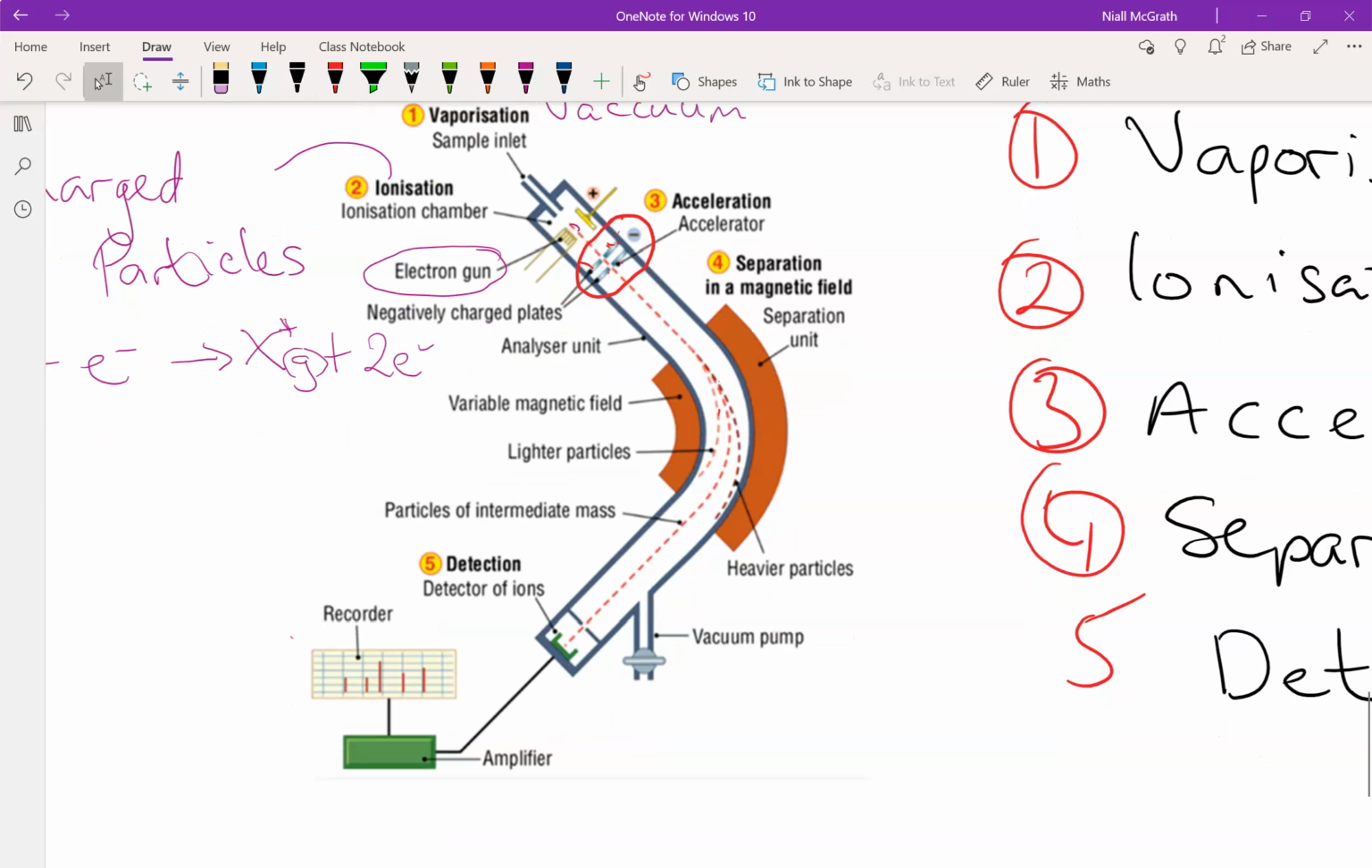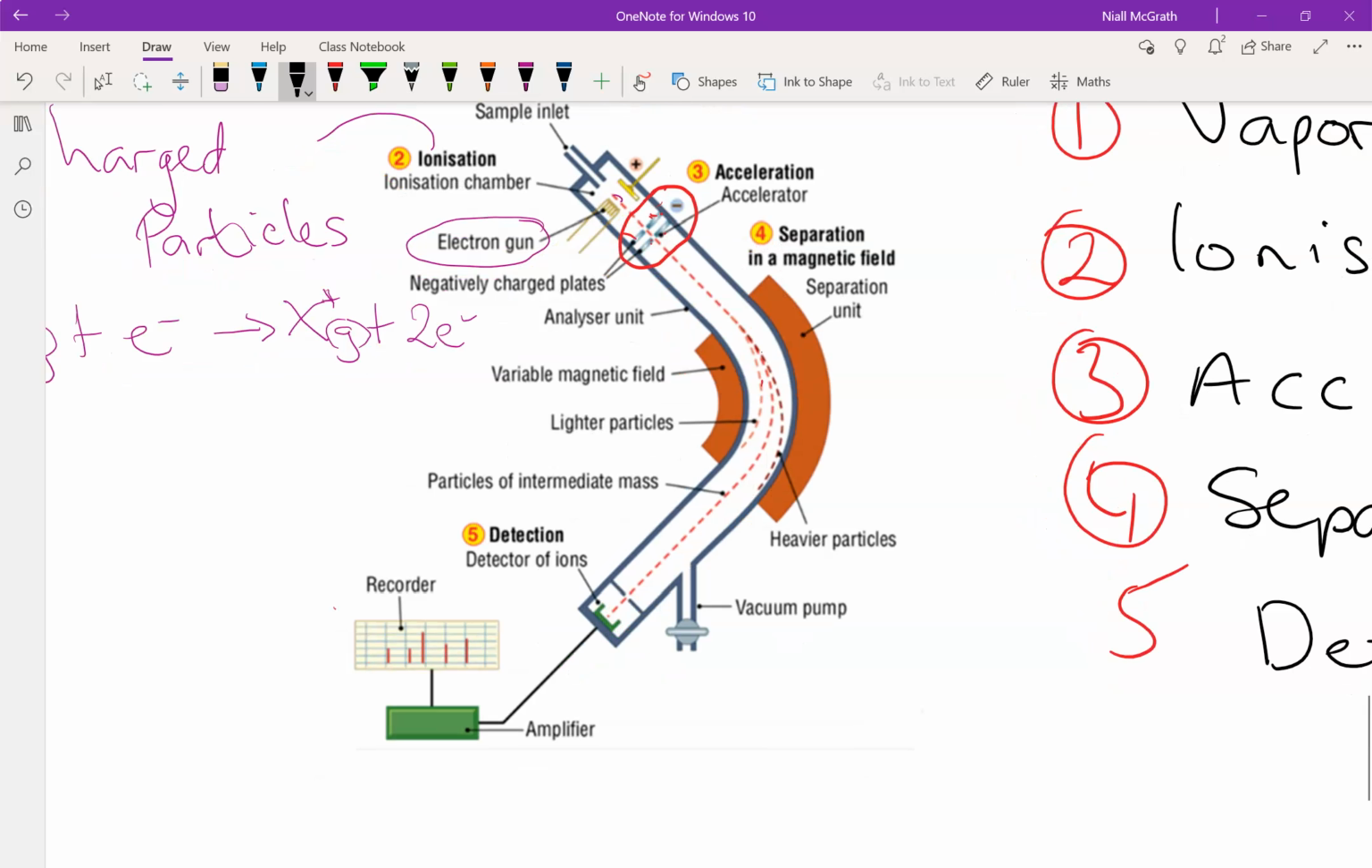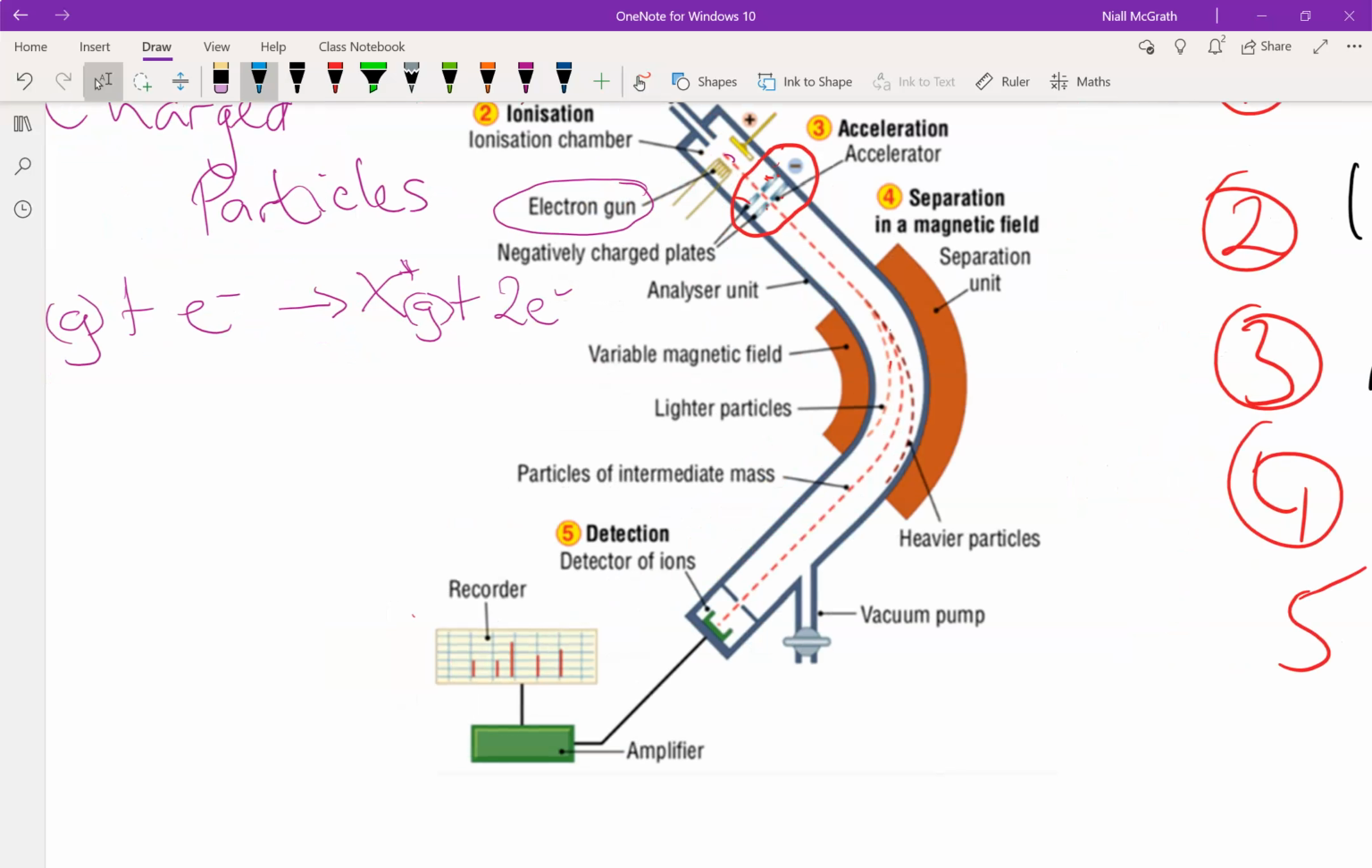Then we come to the detection stage. This detector is very, very sensitive, and picks up on any isotopes that reach it. From there, a mass spectrum is created, and the mass spectrum is quite simple, really.